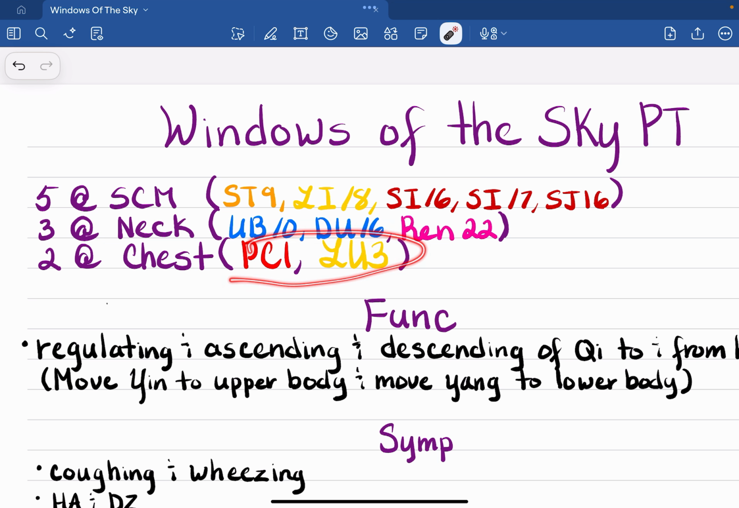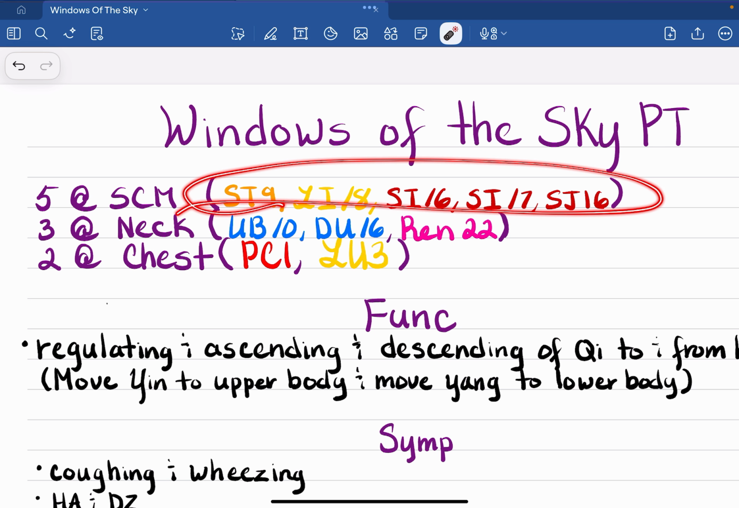And you can think of it as, PC1, somewhere a little above the nipple, and then lung 3, it's 3 soon down from the biceps area of the arm. Starting from the axillary fold, you go down. So you can think of it that way. It's in the lateral border of the biceps brachii muscle. So these 2 you're going to just have to memorize.